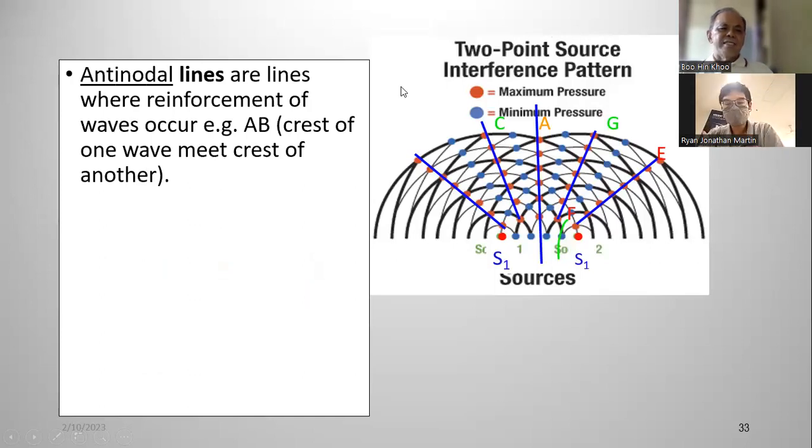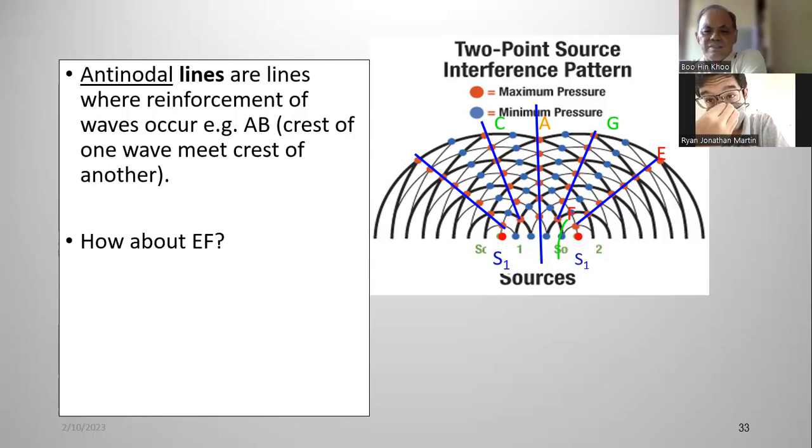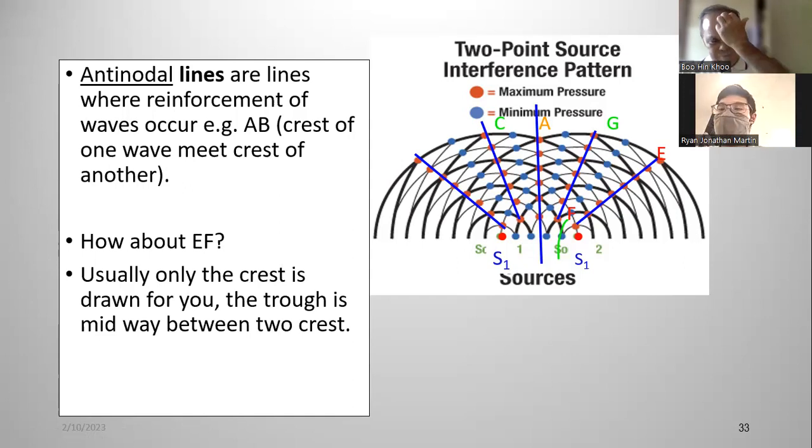Antinodal lines are lines where the reinforcement of waves occurs. Example AB, reinforcement: crest meets crest, or trough meets trough, or crest, mid-crest. That's another one, or this one. Trough, mid-trough, or crest, mid-crest. That's your FG. EF is also the same. No antinodal line. Usually only the crest is drawn for you. The trough is not. You have to imagine the trough is in between there.